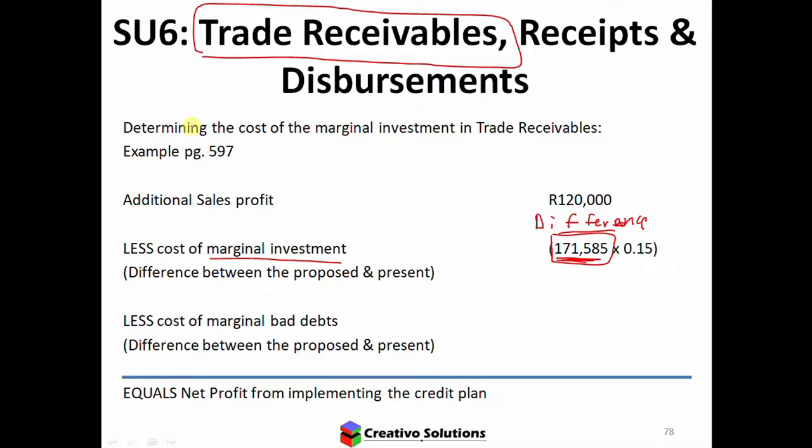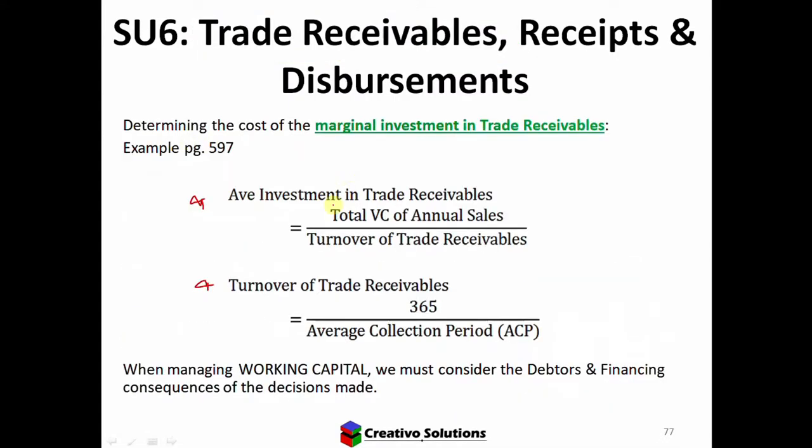Remember, we're calculating the investment. Let me go back here. We're calculating the investments.